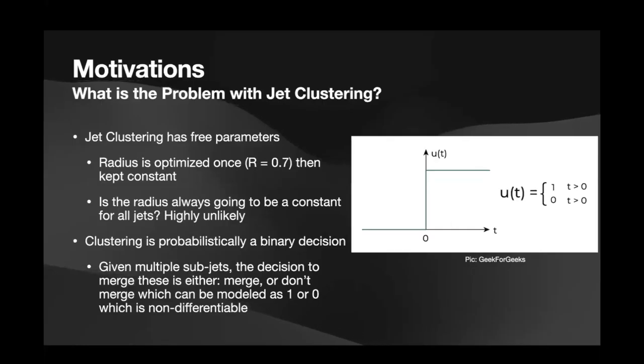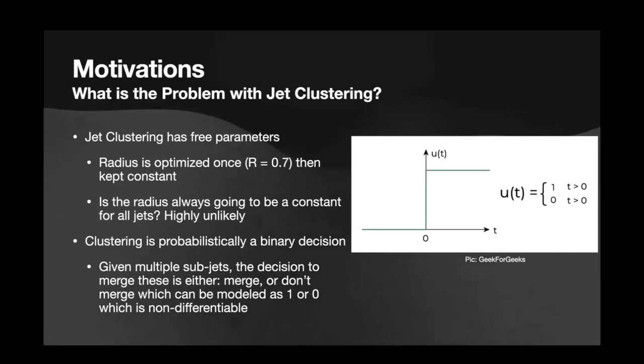So what's the problem with jet clustering right now, right? One of the issues is that typically when we do jet clustering, we just have one free parameter, R, and you usually just optimize it at the very start and then you don't re-optimize it again, right? So you just make the radius equal to 0.7, right? The problem is your jets aren't always going to have the same radius.